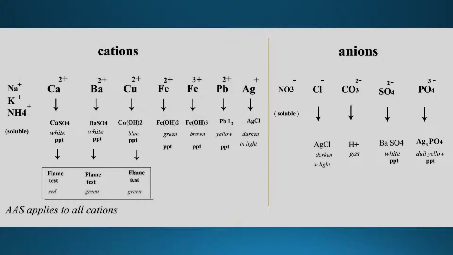All the cations, positive ions, metal ions, can all be tested with AAS. The purpose of AAS is not for identifying, but once you've done the precipitation test, you can quantify how much, the ppm concentration, of this ion it contains.